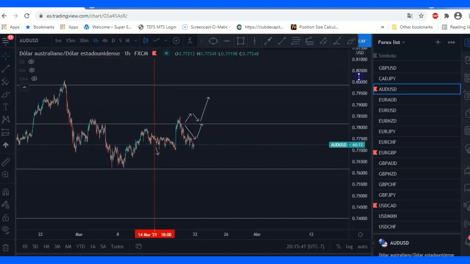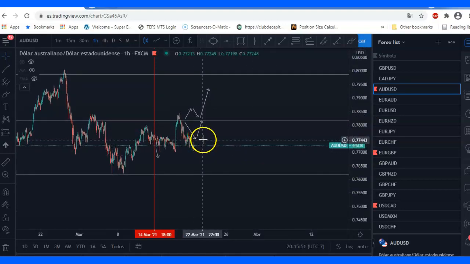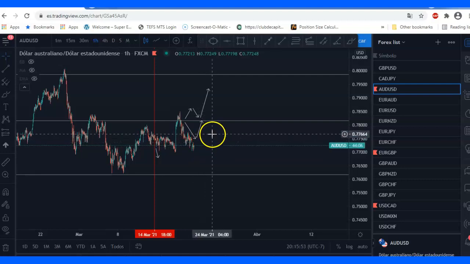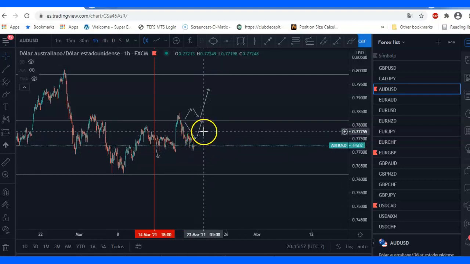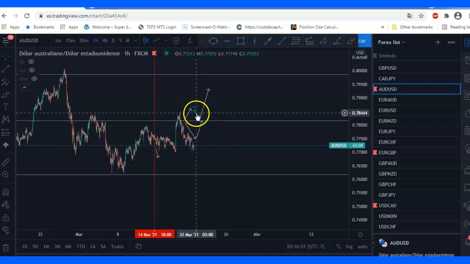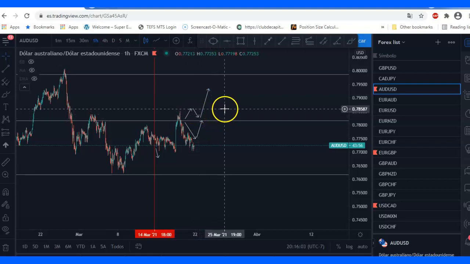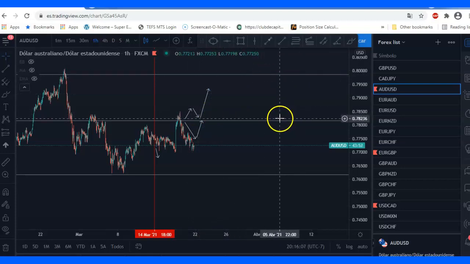For example, if I see a correction up, a flag up, I'm going to sell it. But if I see the market goes up and it keeps going, I'm going to wait again for that type of move right there to go up, retest, and then go to the next level. Pretty much, that's the plan for AUD USD.